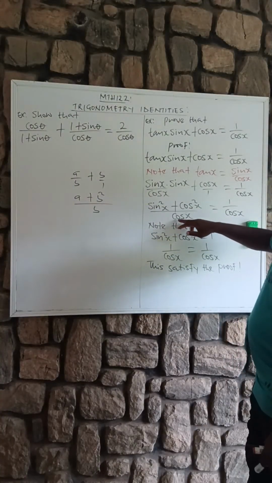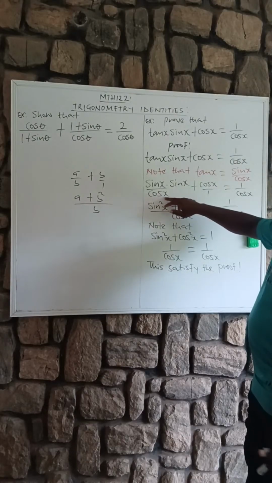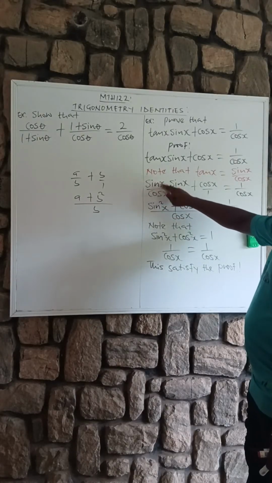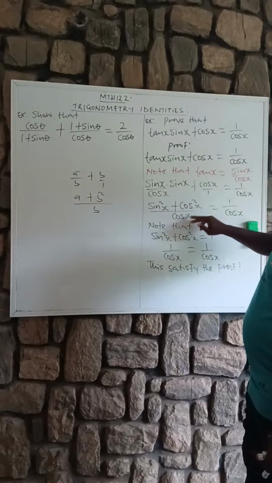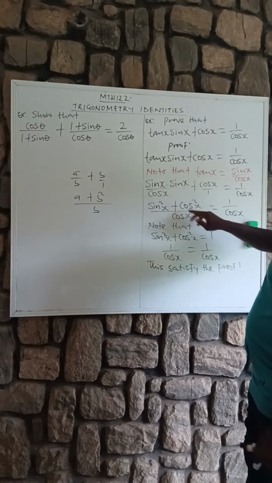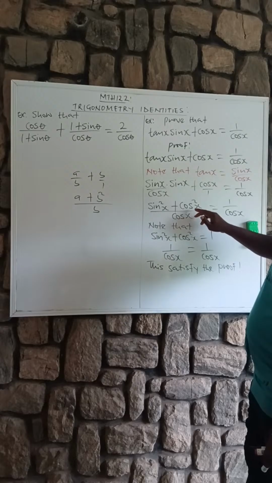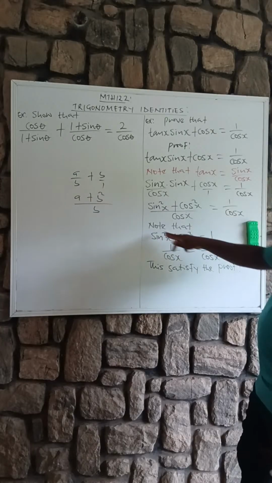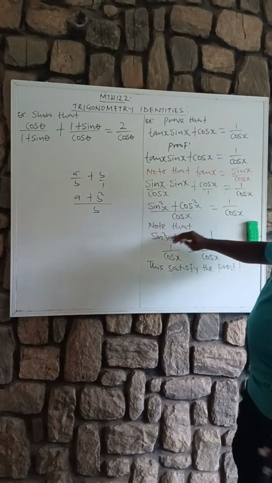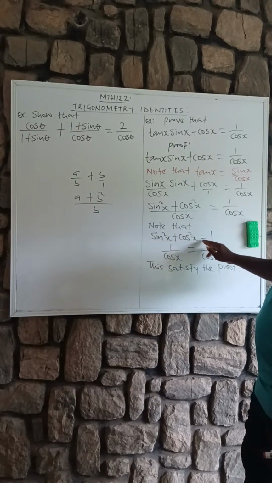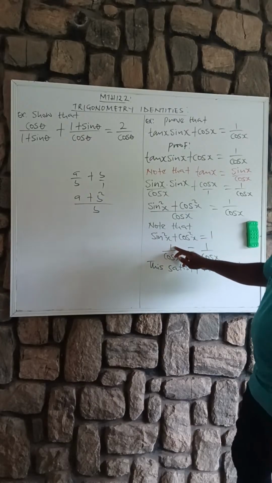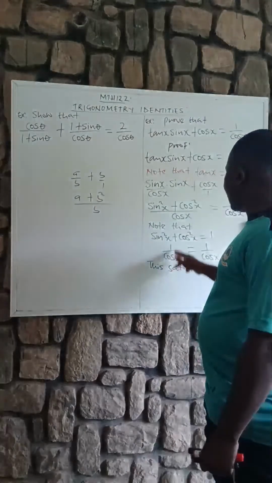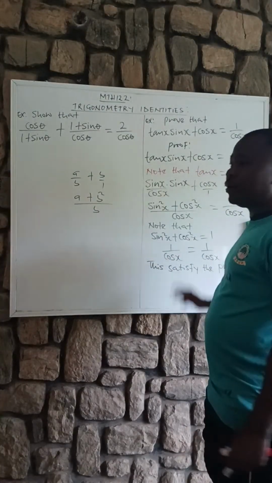So cos x divided by cos x is 1. Here we have sin x times sin x, which gives sin square x, plus cos x times cos x, which gives cos square x. But note that sin square x plus cos square x is always 1. So instead of this, we write 1. You can now see that the left hand side, 1 all over cos x, is equal to 1 all over cos x.